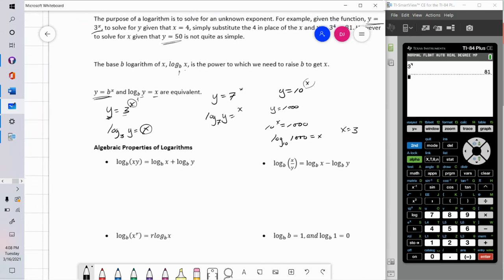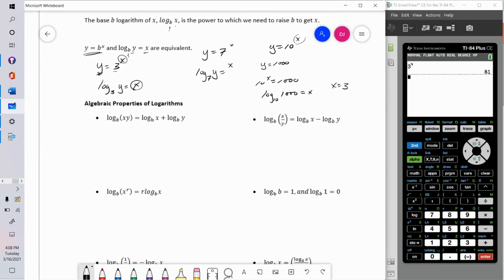Now, there are some algebraic properties of logarithms that I want to review very quickly, and I've done this, I want to say, in a video earlier in this course. But log base b of xy equals log base b of x plus log base b of y. This comes from the fact that the logarithm is an exponent. If I'm multiplying two numbers, x and y, with the same base b, I add their exponents. So the log base b of xy is log base b of x plus log base b of y.